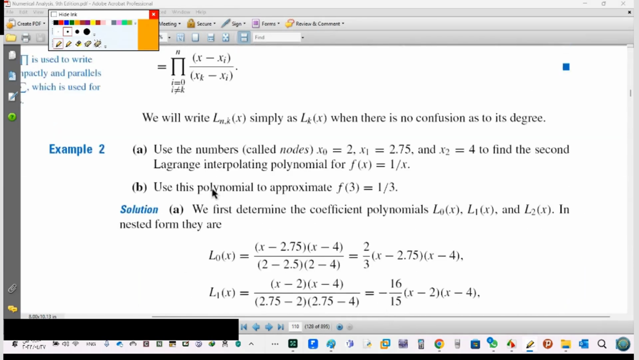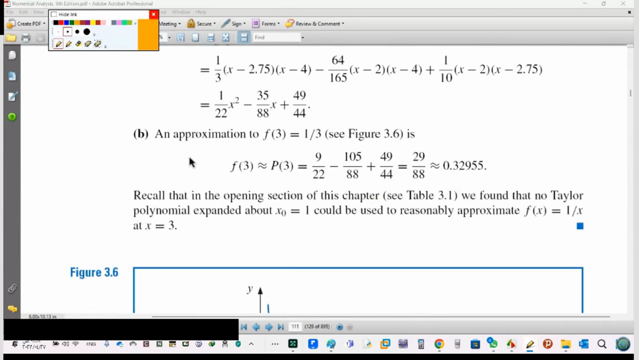What's another part? Use polynomial to approximate f(3) equal a third. I have the formula. Yeah, this is an exact number because I have f(x) equal a third. But I want to find P(3) from my formula that I found. So let's go to your book and see. An approximation to f(3) is a third. Take 3 and put in this formula.